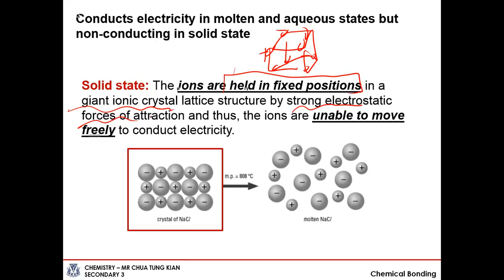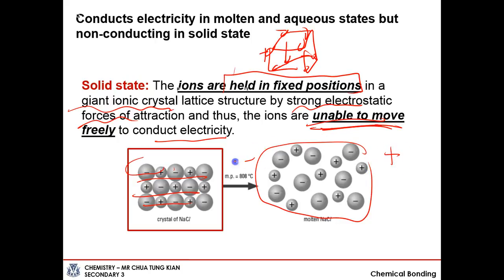As a result, what happens? It means that it cannot move. It means that it cannot conduct electricity. Okay, so in order for an ionic compound to conduct electricity, the first thing you must do is break the ionic bonds. You must break these very strong electrostatic forces of attraction. Once they are broken, it scatters into ions. If I were to put a plus here and a minus here, the plus will migrate to the minus and the minus will migrate to the plus. This migration of charges actually constitutes the flow of electric current.